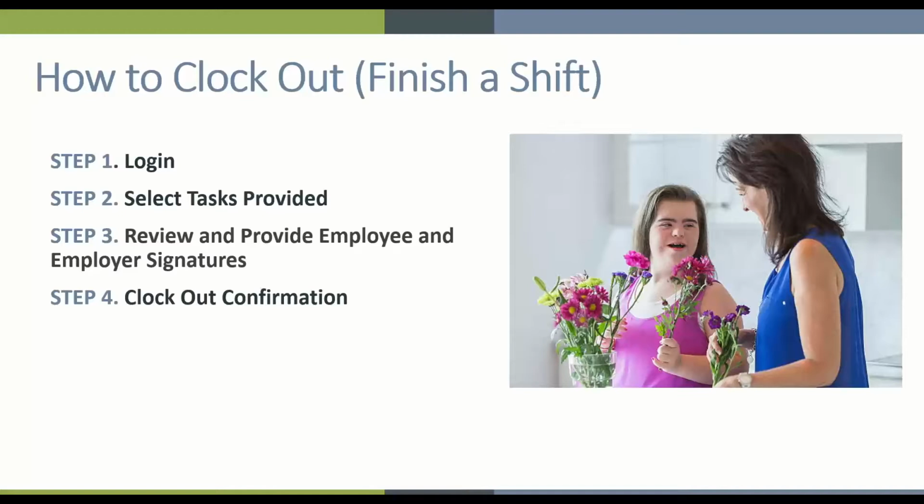After you log in, you just select at least one task that was provided, then review and provide signatures. If the employer is available, they can sign off right then and there. If they're not, that's okay. They can do it later in Access Online. And next, they would confirm and clock out.